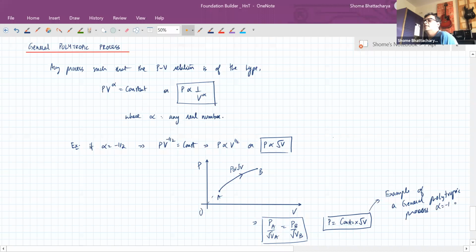With the value of alpha as minus half, PV to the power minus half is constant. So this is just one example. Now there can be so many other examples because alpha could be any real number. So this entire family of curves or family of processes, which are given by this general relationship, we can treat by one common set of formulae, which is why this becomes very important.